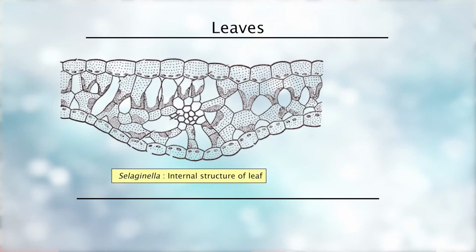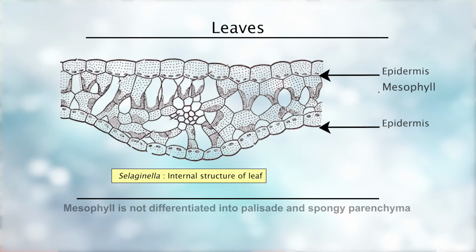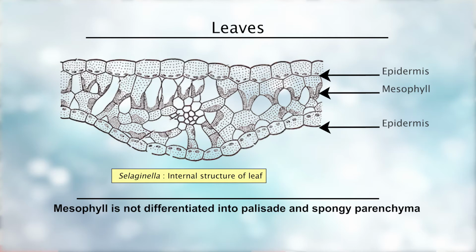Now we go into the internal structure of the leaf. What we see here is a thick epidermis. This epidermis is two-layered, by which I mean one is in the upper portion and one is in the lower portion. The middle portion is occupied by the mesophyll tissues. In many plants, the mesophyll tissue is again divided into palisade parenchyma and spongy parenchyma.